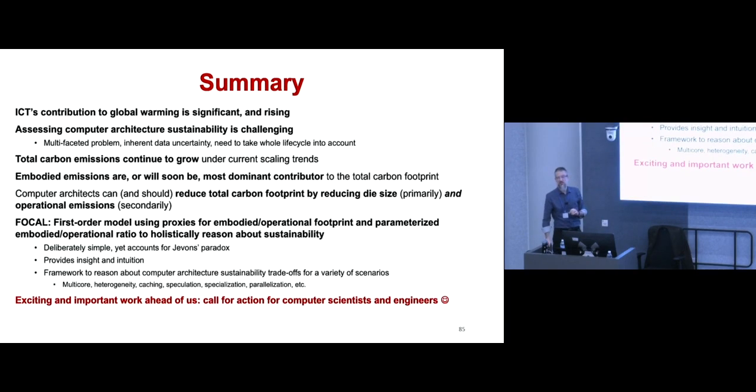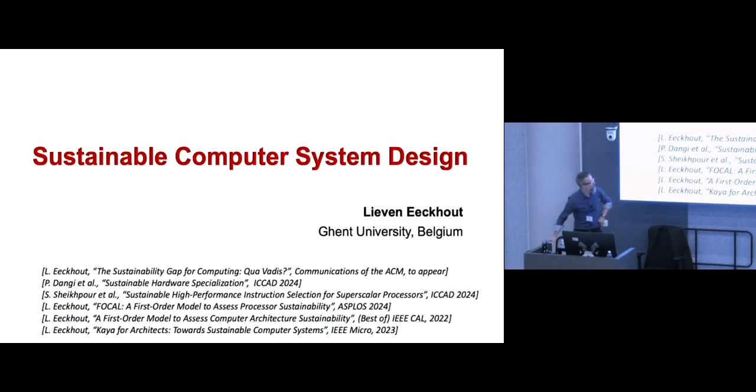So that brings me to the end of this talk. I hope I convinced you that the contribution of ICT to global warming is significant and it's rising. Doing research in this space is challenging in a number of aspects, but still I think we can use first-order approximations to make sensible design decisions. And if you want to read more, here are some pointers. You can find it on my website as well, in case you're interested in learning more about this topic. Thank you.